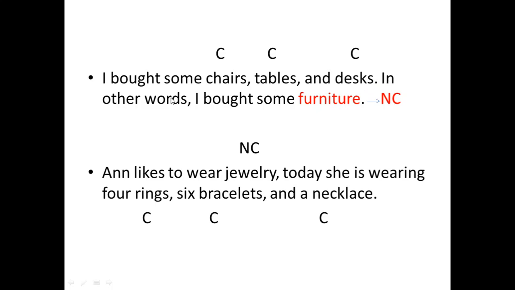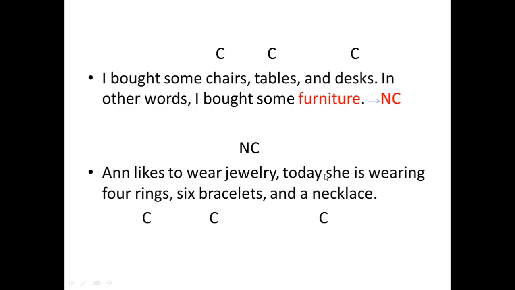And in other words, I bought some furniture. Look at this. We said it. For non-countable nouns, we don't use s. We don't use it for a non-countable noun. Okay? And NC means non-countable. Okay? Another example. Anne likes to wear jewelry.